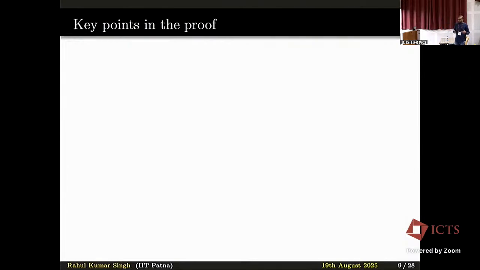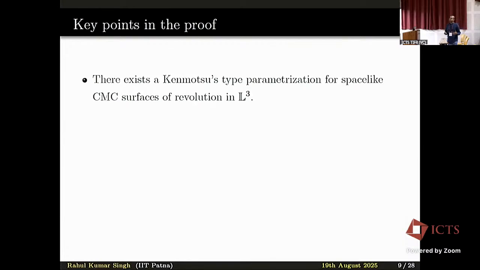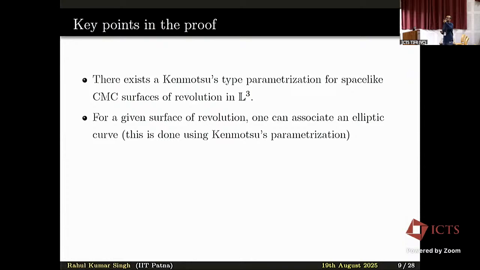The first point is that there is something called a Kenmotsu-type parametrization for CMC surfaces of revolution, or in general surfaces of revolution, in R3. First we would like to show that we have such a parametrization for CMC surfaces of revolution in L3, and this is the first point.